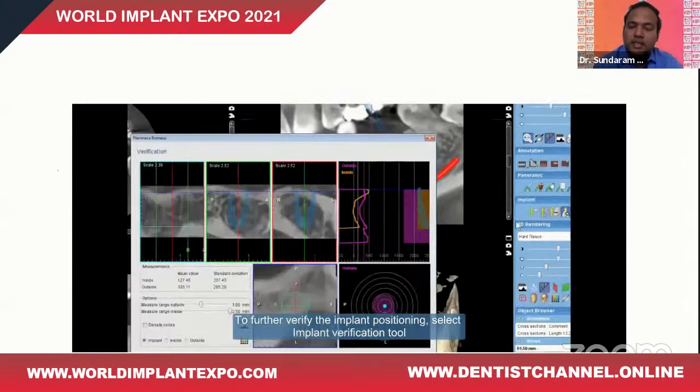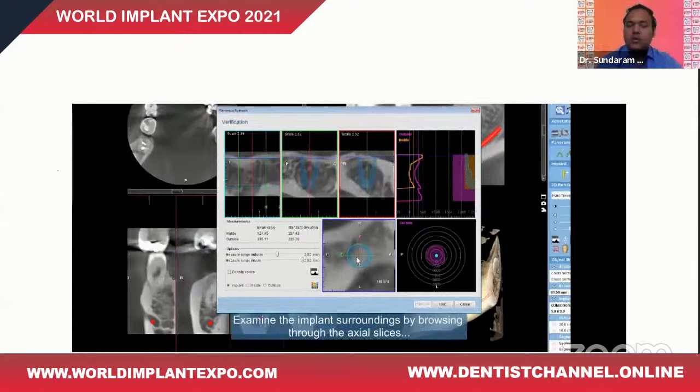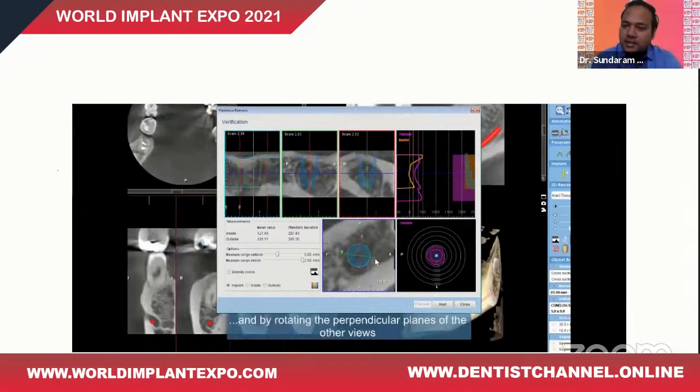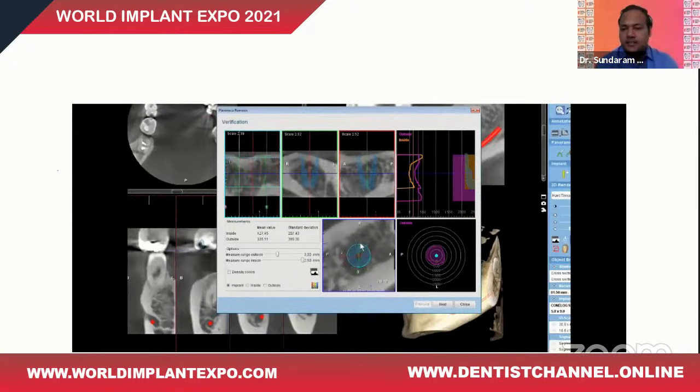And this would be the implant verification tool, wherein it is from top till bottom. You will be able to scan whether the implant that you have virtually constructed has got surrounding bone till all the length of the implant.